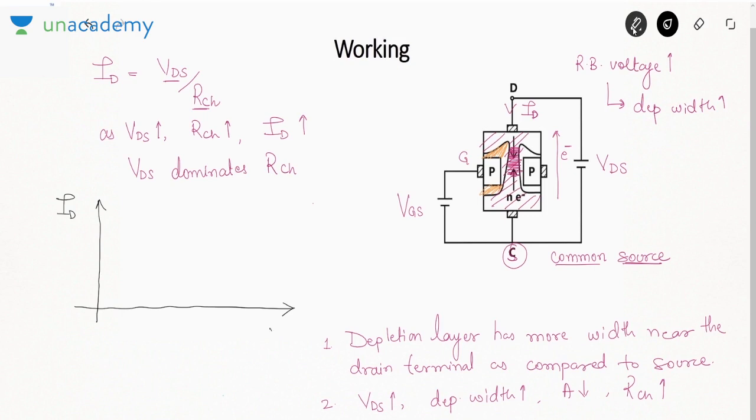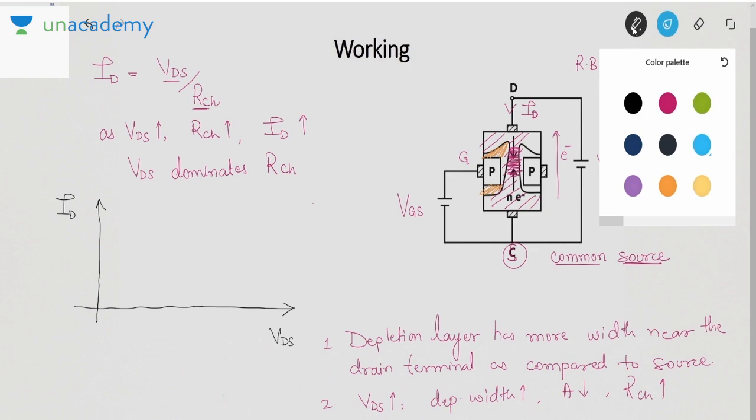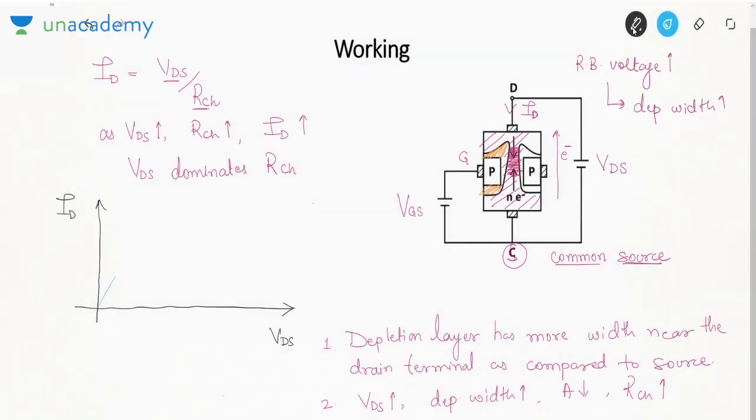ID, VDS. If you plot ID versus VDS, the graph looks something like this. That means after a certain voltage, the current becomes constant, or you can say the current saturates. This voltage is called VP, or pinch off voltage.